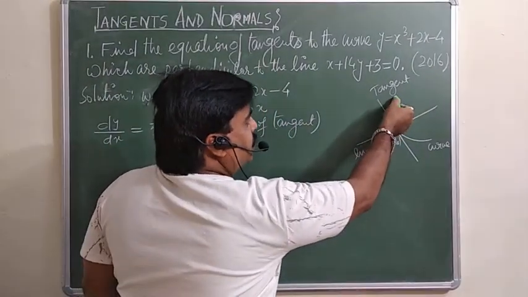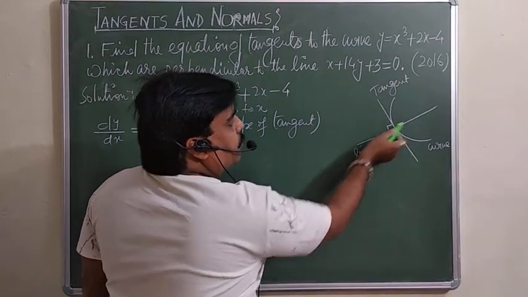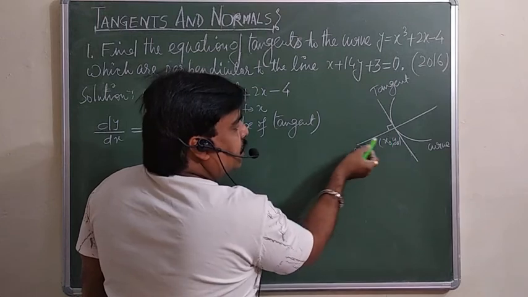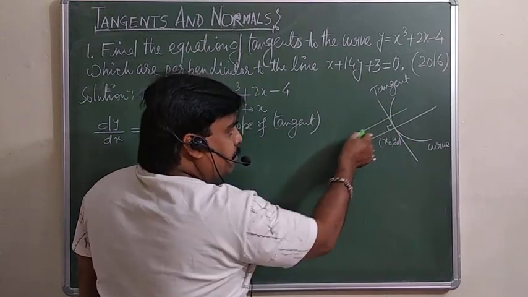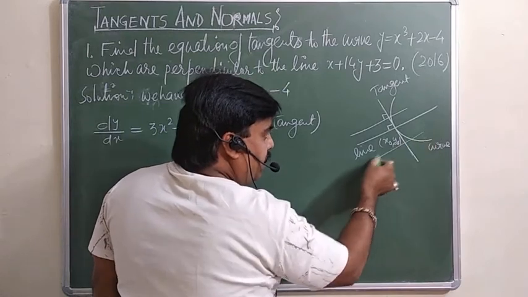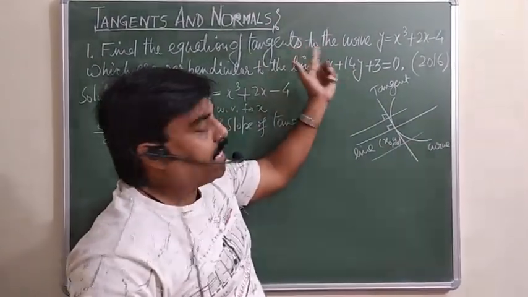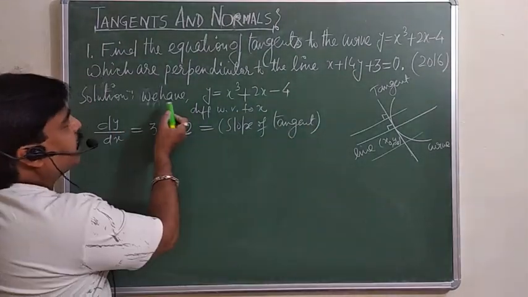Look, something like this: there is a curve here, this is the tangent, and this is the line which is perpendicular to this tangent. See now, this line may be anywhere, remember. It may be here, so it is 90 degrees, maybe here, anywhere it may be. So you have to find the equation of the tangent. See now, this is your curve.